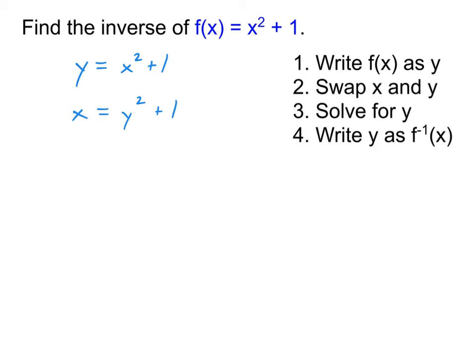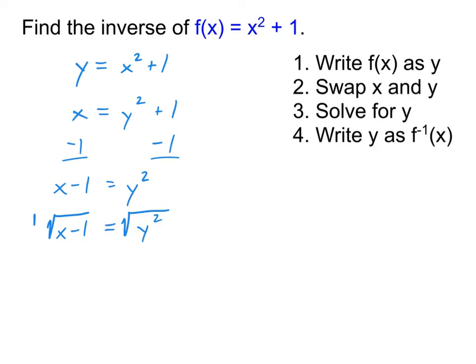So I'm going to subtract 1 from both sides. That gives me x minus 1 equals y squared. And I still need to solve for y. I've got that squared there that I need to get rid of. In order to get rid of that squared, we're going to take the square root of both sides. Now, when we take the square root of both sides of an equation like this, what do we need to remember to include?